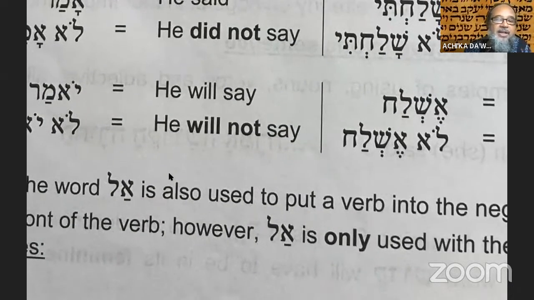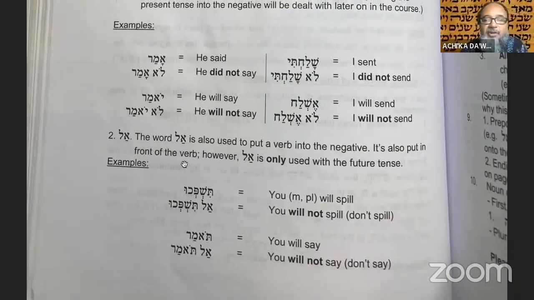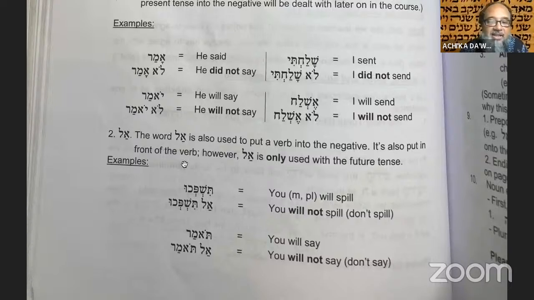Okay. Now here's something that is the "al." The word "al" is used to put a verb into the negative. It's also put in front of a verb. However, "al" is only used, this is the rule, in the future tense. So they never use it for any other time. They only use it for a future tense. You might remember it and miss a rule, but you'll know off the top it means no, not.